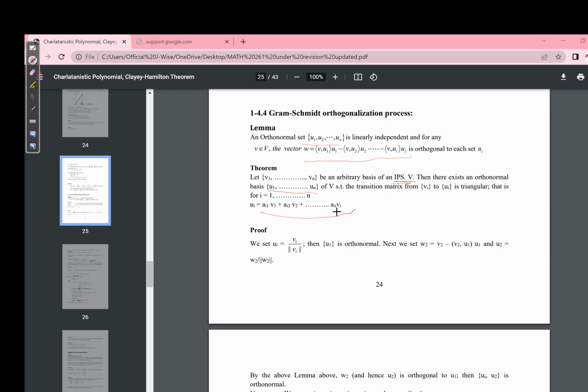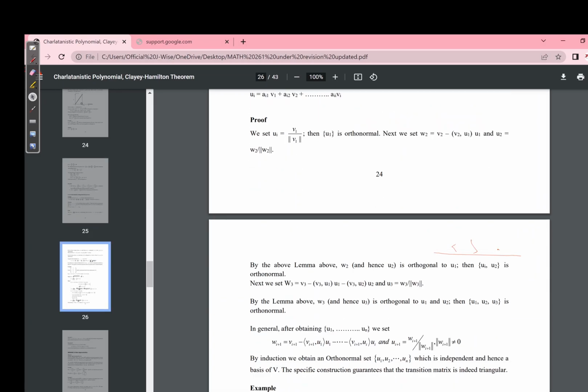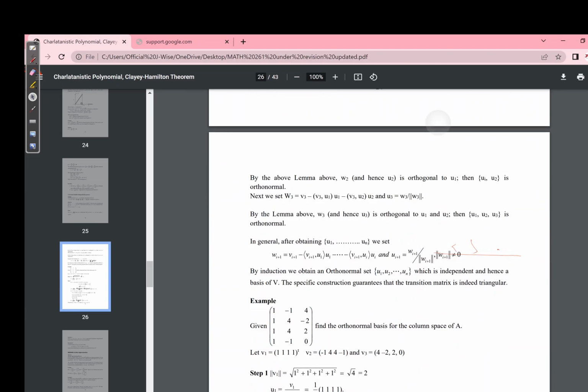So this is the proof of the theorem. We set U1 equals V1 over the norm of V1. Then U1 is orthonormal. The next one is to set W2 such that W2 is given by V2 minus the inner product of V2 and U1 times U1. Then U2 is W2 over the norm of W2. The next thing is to set W3 such that W3 equals V3 minus the inner product of V3 and U1 times U1, minus the inner product of V3 and U2 times U2.